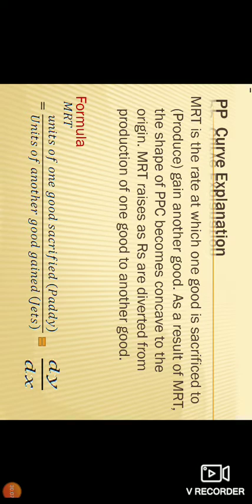What is the formula? MRT is equal to units of one good sacrificed, that is paddy, divided by units of another good gained, that is jet. That is delta Y divided by delta X, or delta paddy divided by delta jet. Delta means change: change in the units of paddy divided by change in the units of jet. Because paddy was on the y-axis and jets on the x-axis, therefore delta Y divided by delta X.